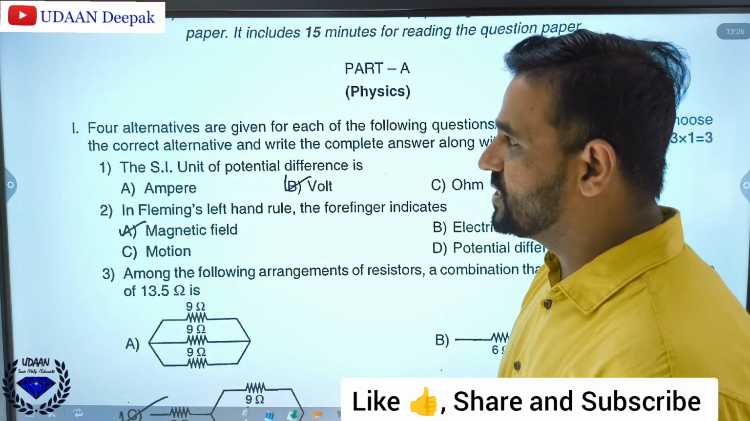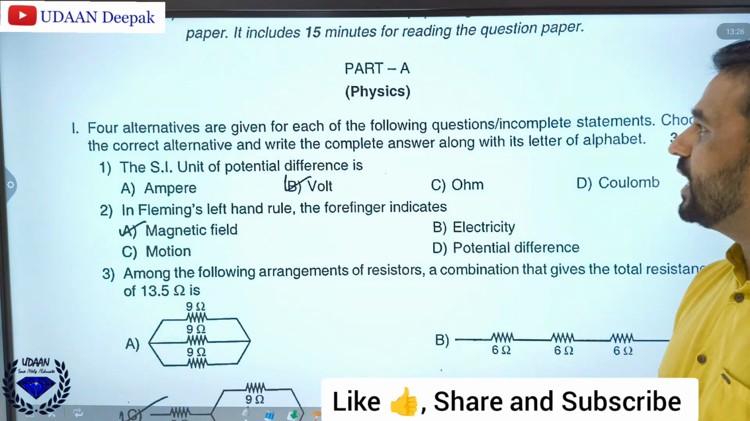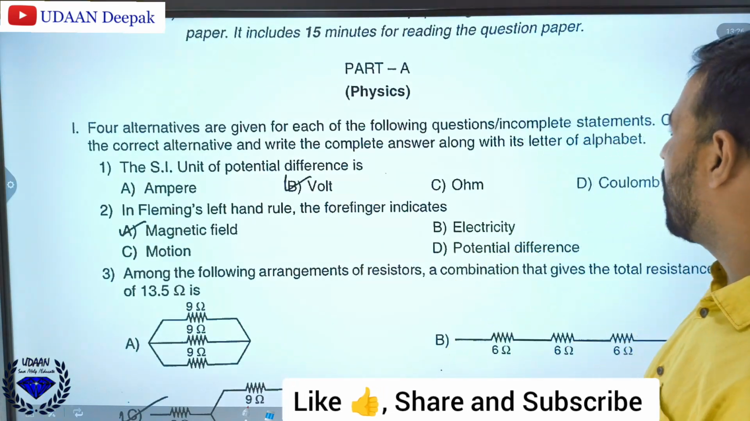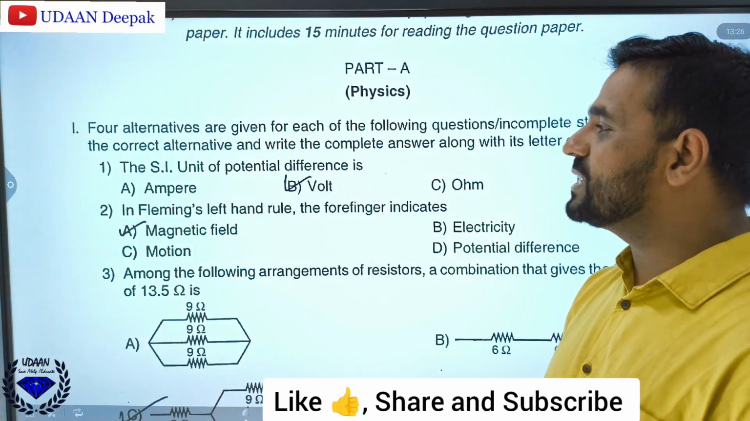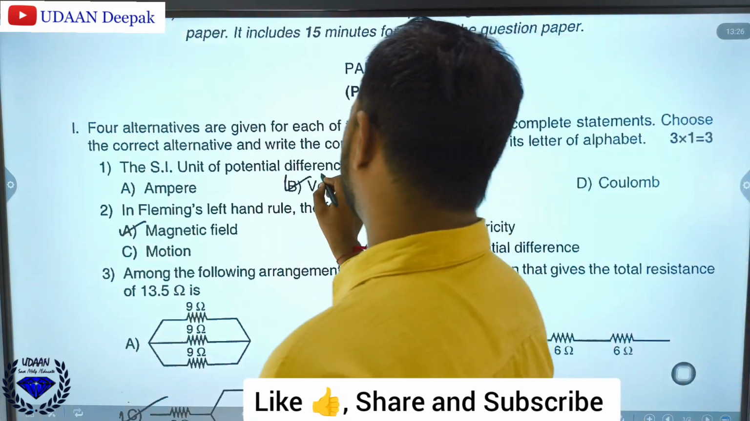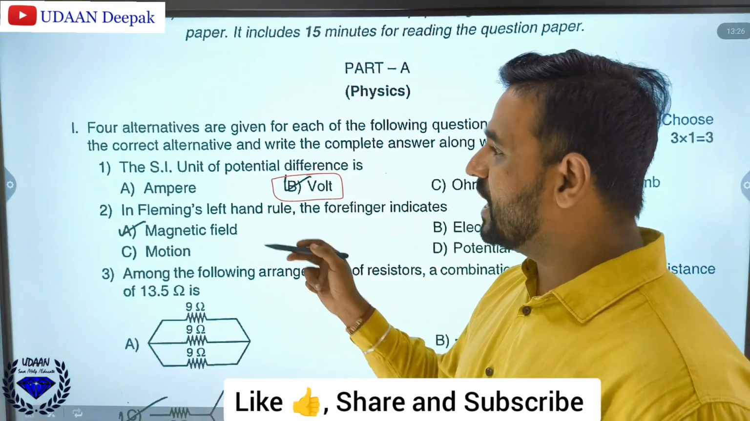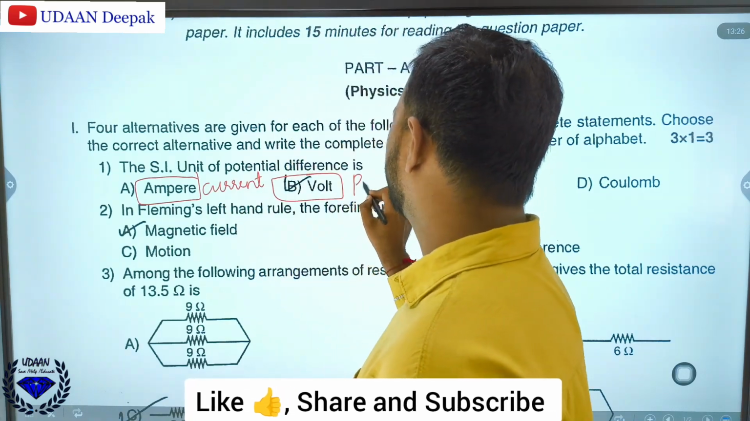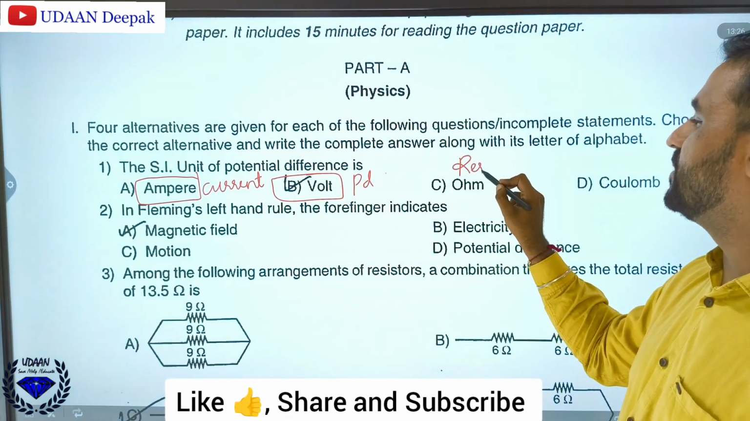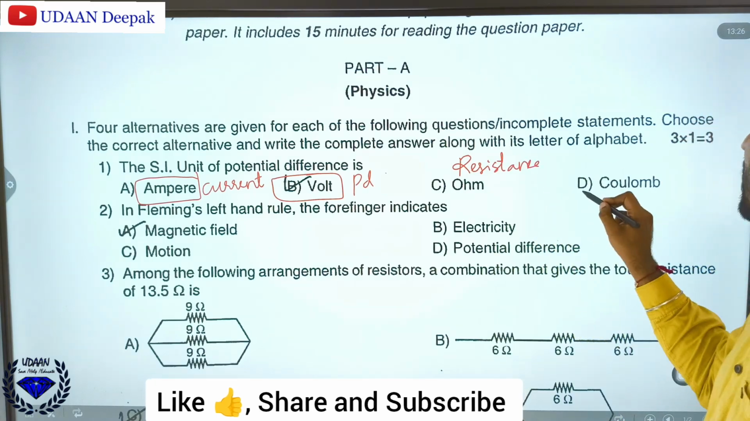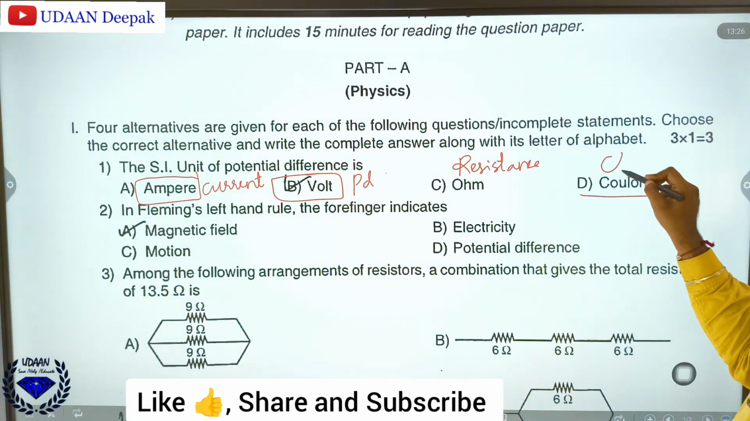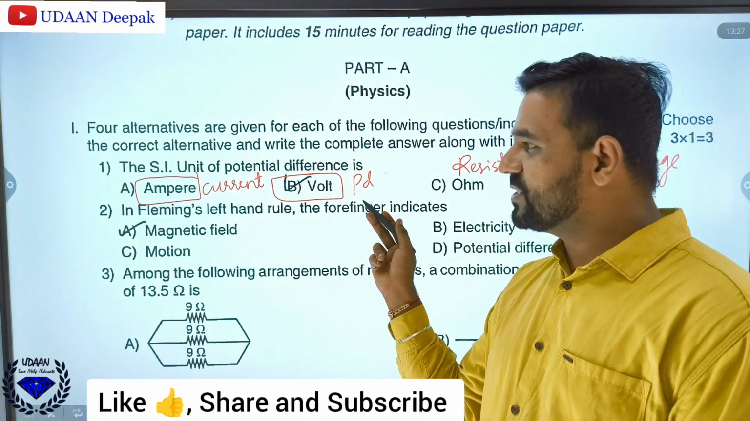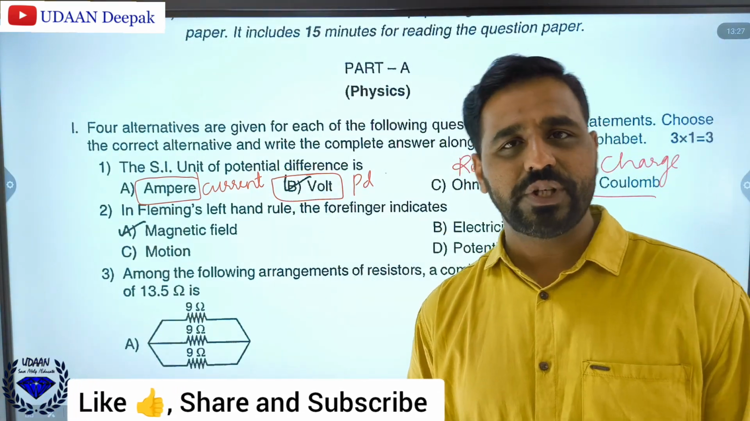So part A, that is physics. Four alternatives are given for each of the following questions or incomplete statements. Choose the correct alternative and write the complete answer along with the letter of the alphabet. See, what is the SI unit of potential difference? Volt. What is the SI unit of current? Ampere. The SI unit of resistance is ohm, and the SI unit of charge is Coulomb. So this is what you should know.